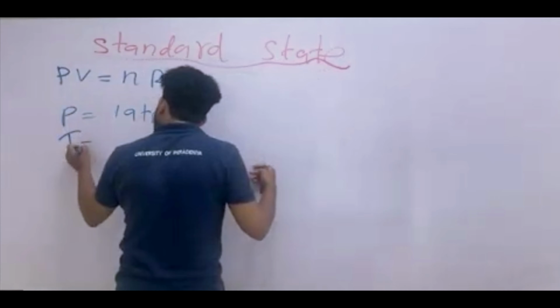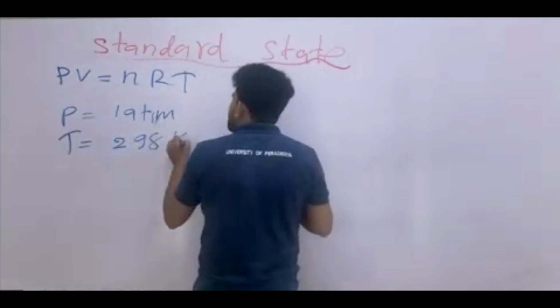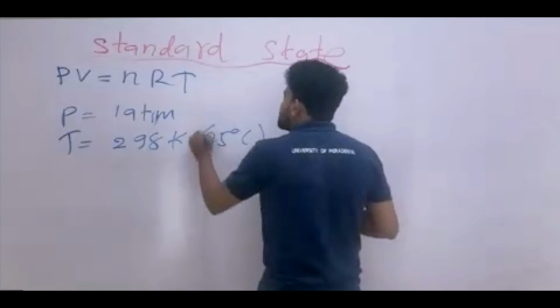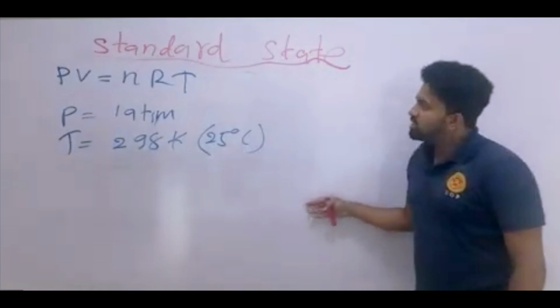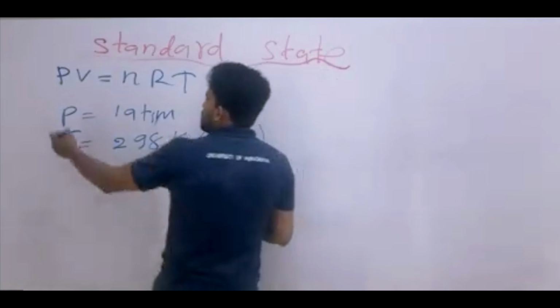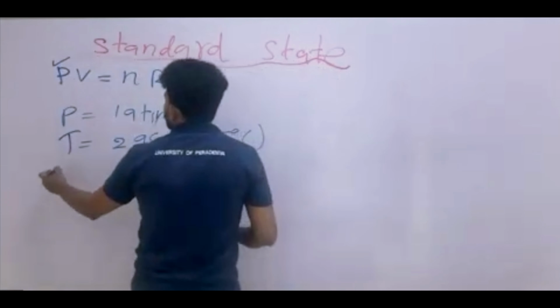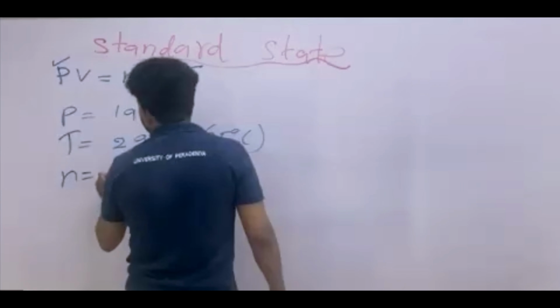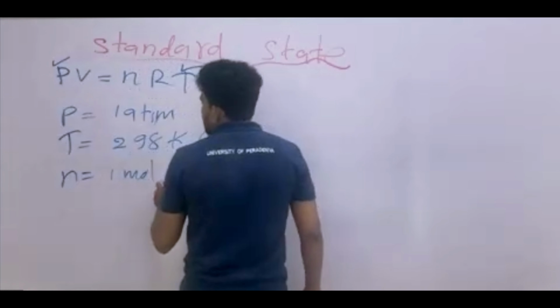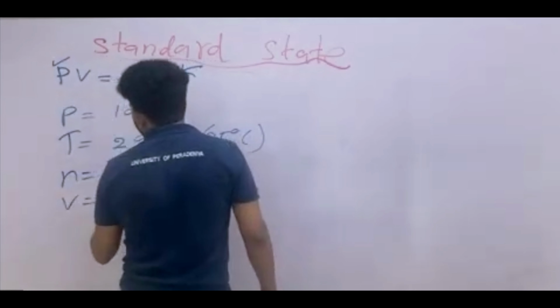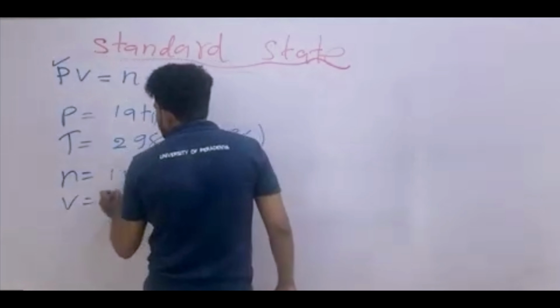When it comes to temperature, 298 Kelvin or 25 Celsius is the standard one. Now pressure is okay, temperature is okay, right? When it comes to the number of moles, normally we take 1 mole, and when it comes to the volume, we take 1 cubic decimeter.